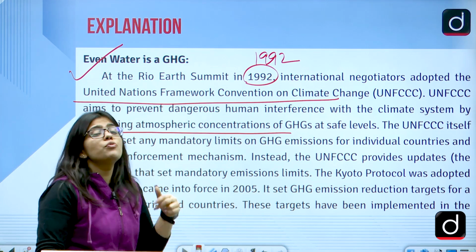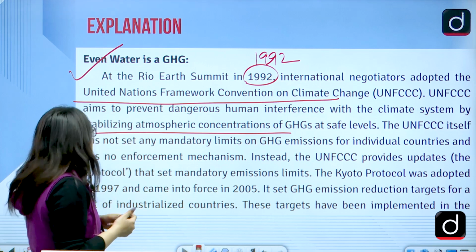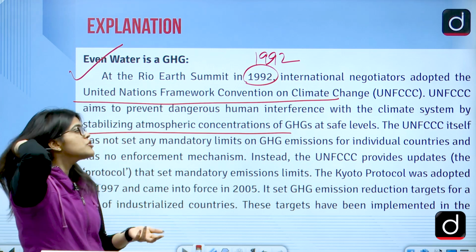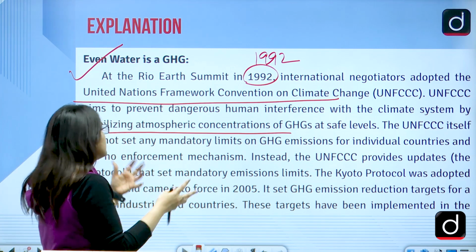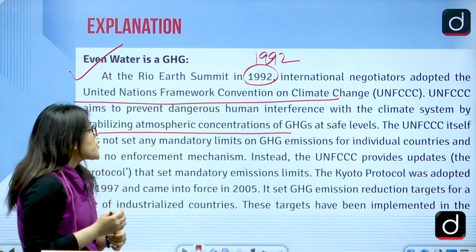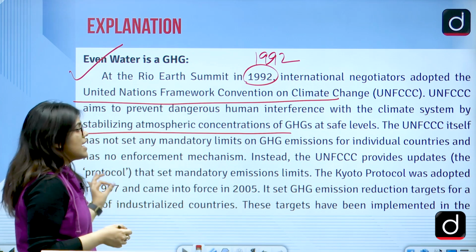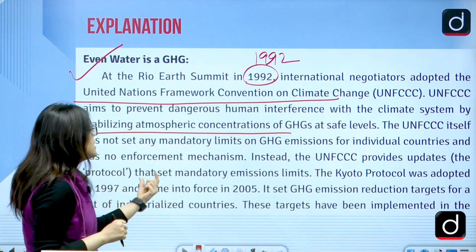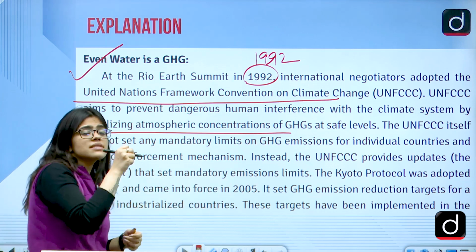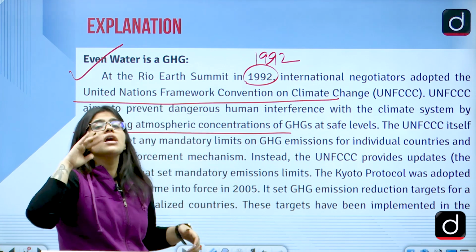So we need to put them at a safety level. The UNFCCC itself has not set any mandatory limits for the greenhouse gas emissions for these individual countries that came into force, but there is a mechanism that they started, right? Instead, the UNFCCC provides updates that yes, this is the protocol that you have to follow. It sets mandatory emission limits that you can have. So they cannot say that this country has to produce this amount, but they can actually put limits there.